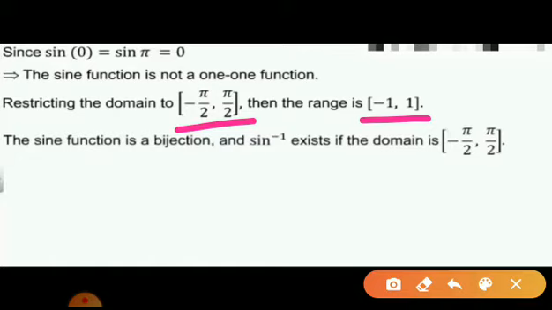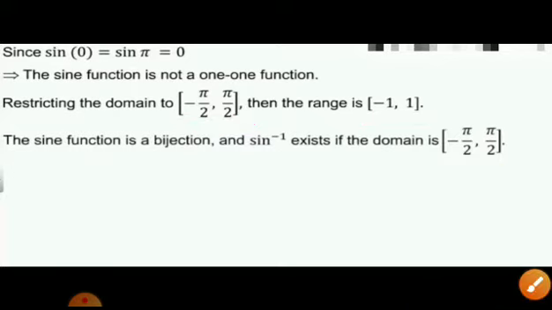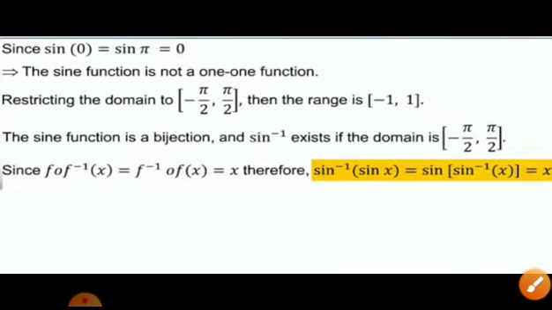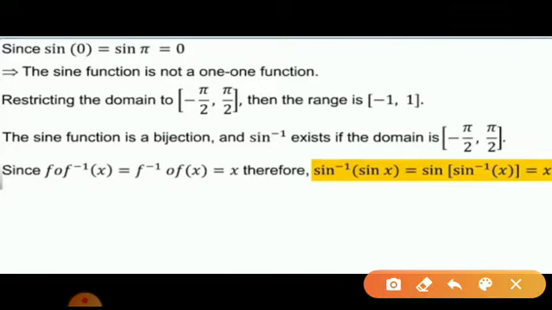So your sine function is bijective only if the domain is what? Minus pi by 2 to pi by 2. It is not the case that only minus pi by 2 to pi by 2 works; you can have other domains also. But we have to just think of the closed interval minus pi by 2 to pi by 2. Now, we are saying what?